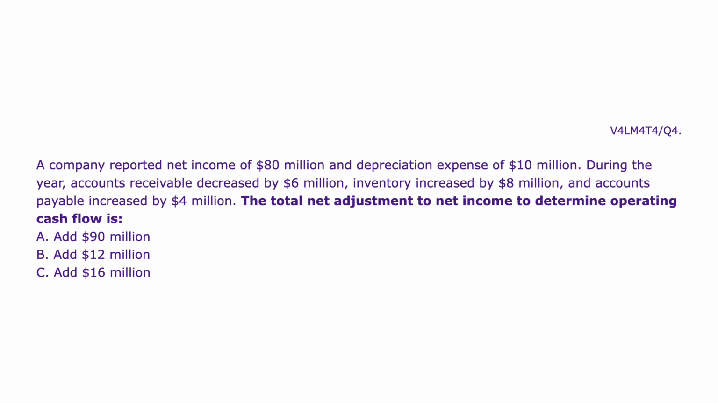A company reported net income of $80 million and depreciation expense of $10 million. During the year, accounts receivable decreased by $6 million, inventory increased by $8 million, and accounts payable increased by $4 million. The total net adjustment to net income to determine operating cash flow is: A. Add $90 million. B. Add $12 million. C. Add $16 million.